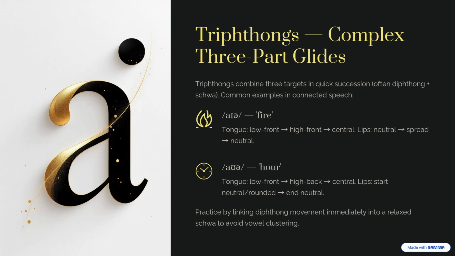Another example is an hour. The tongue moves from low front to high back to central. Example sentence: I will finish the work in 1 hour. Triphthongs are often shortened in natural speech, but it is important to understand their full pronunciation when learning phonetics.